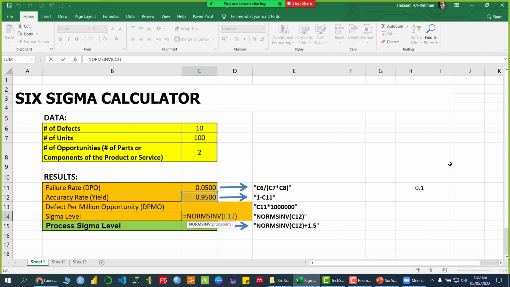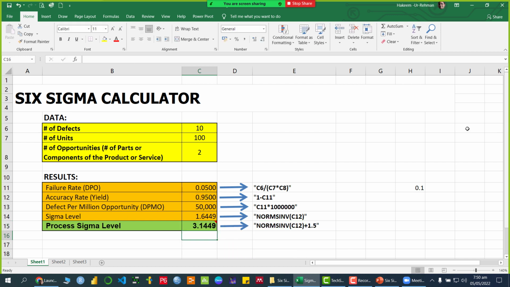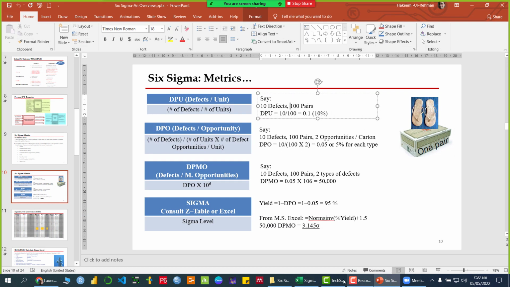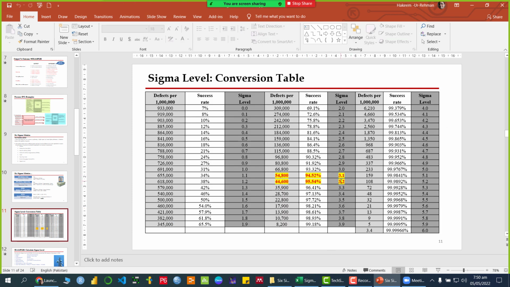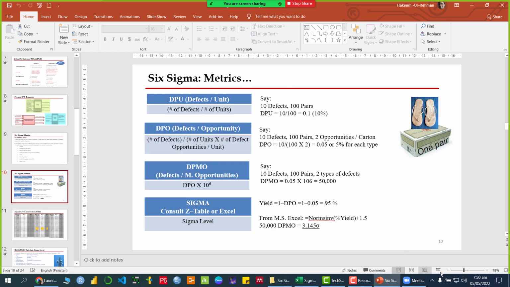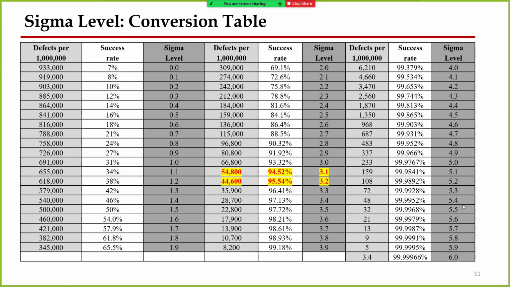But whenever we are going to report the sigma level, we have to add the 1.5 shift theory. So that's why we have added 1.5. So actually this organization is working on 3.1449 sigma level. And we were getting a similar answer in the DPMO answer, which means this conversion table has already added that 1.5 shift. So I hope you got the idea how you can calculate the sigma level from the process.